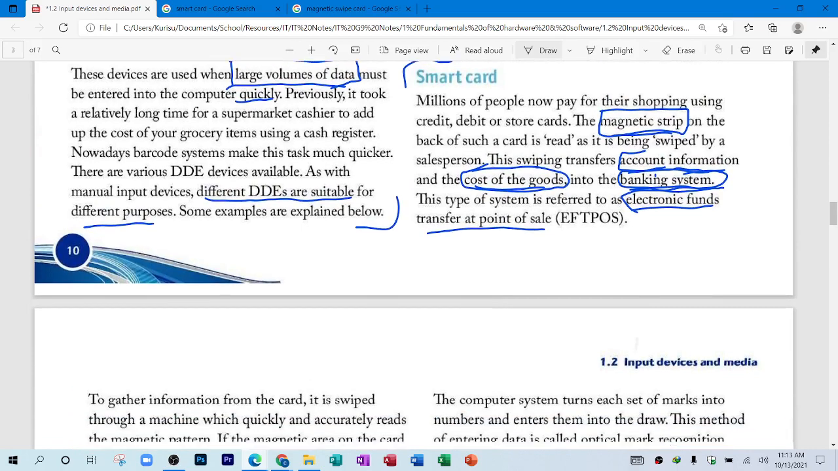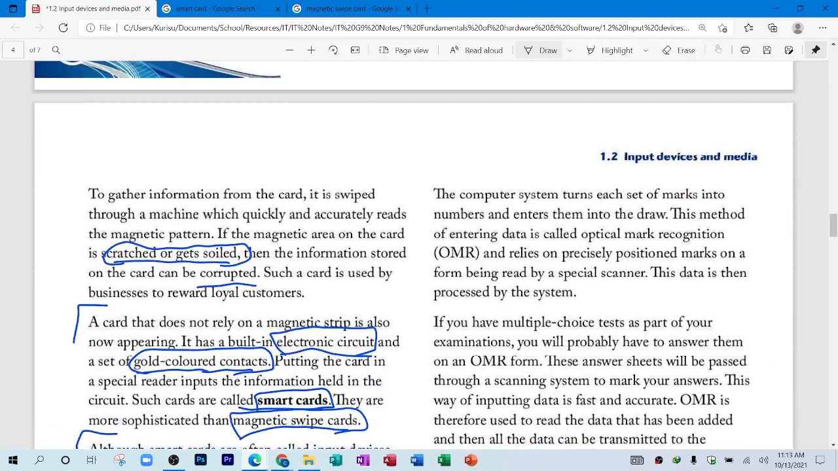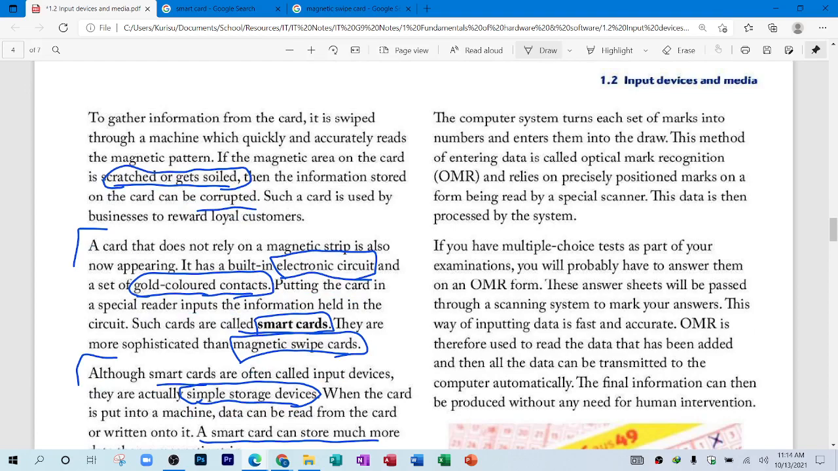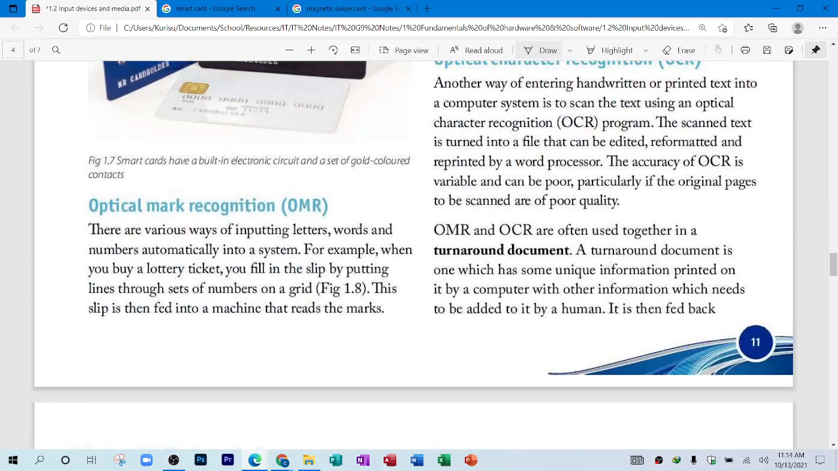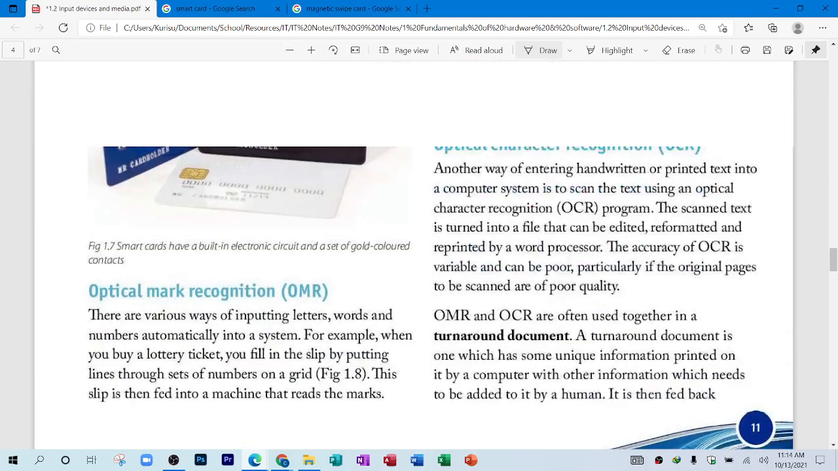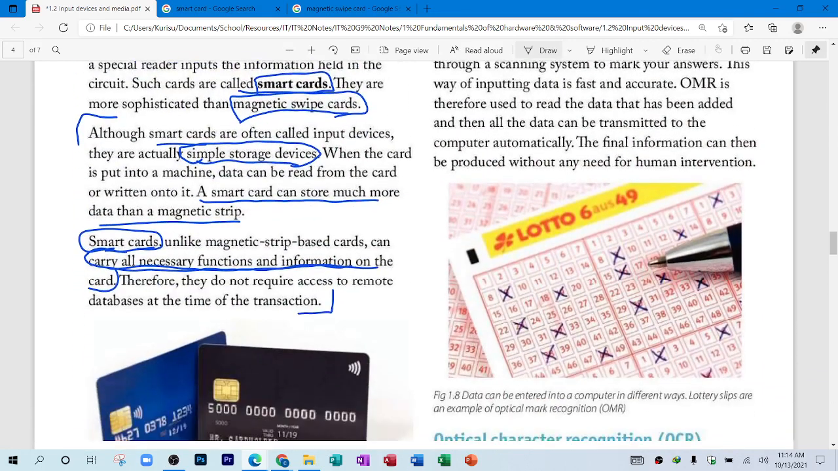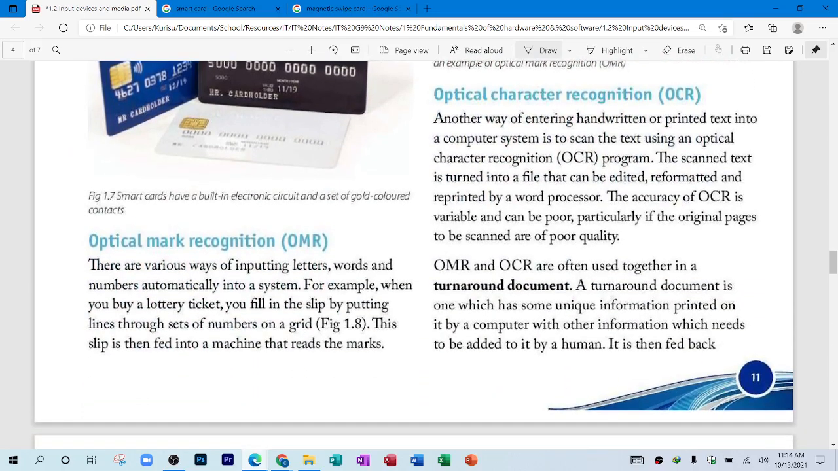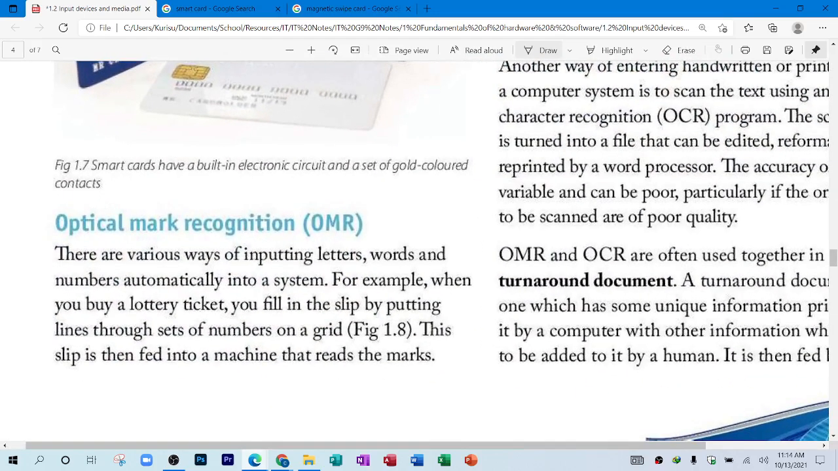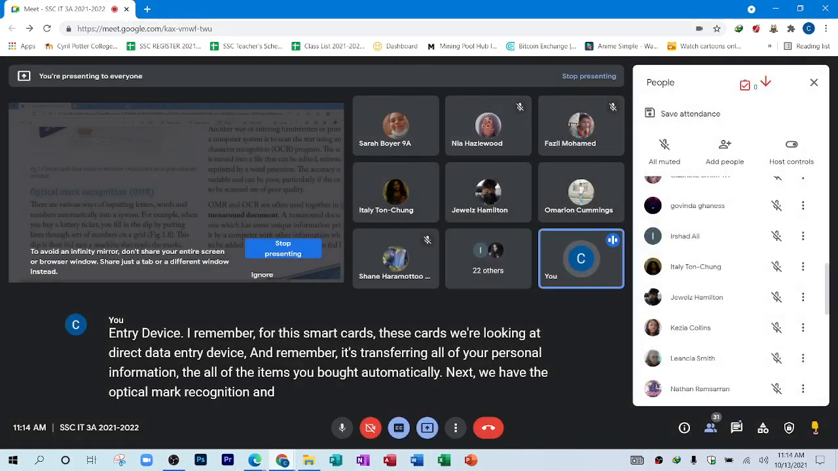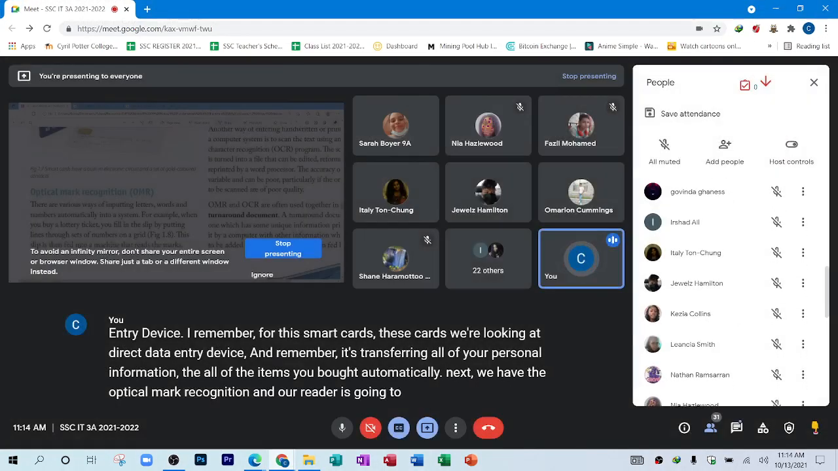So the main thing to remember when it comes to these cards, we have two of them, the smart card and the magnetic swipe card. Alright, great. So let's move on to the other direct data entry device. And remember, for these cards, we're looking at direct data entry devices. And remember, it's transferring all of your personal information, all of the items you bought automatically. Next, we have the optical mark recognition, and our reader is going to be Kezia.